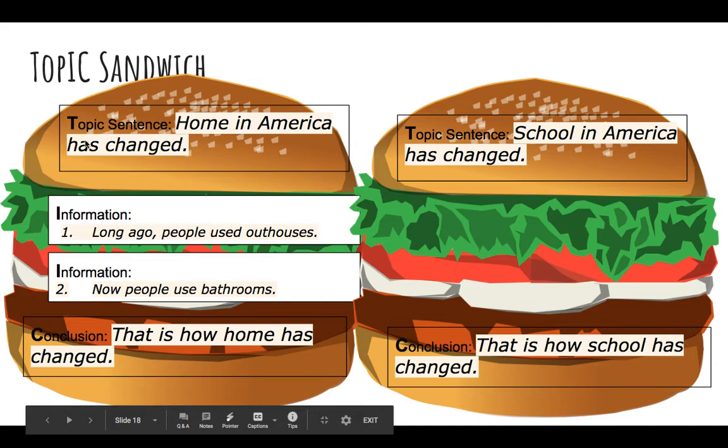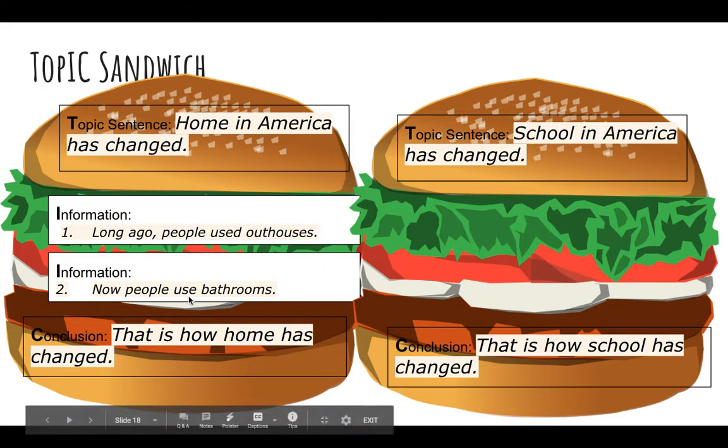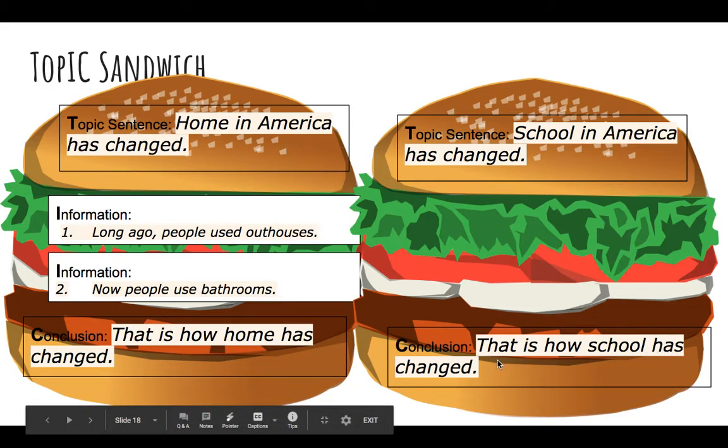Home in America has changed. Long ago, people used outhouses. Now people use bathrooms. Friends, even though Miss G wrote it here, you guys can use that one. That's not the one Miss G is going to write tomorrow. That is how home has changed. First topic sentence, school in America has changed. Long ago and now, those were in our charts, so you can go back to look at those. That is how school has changed.